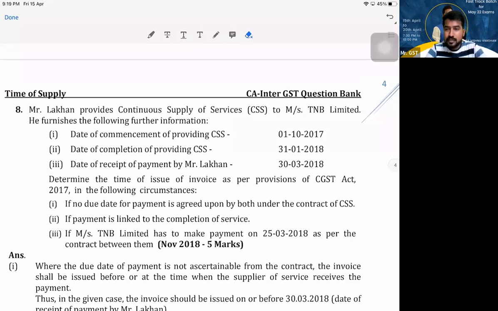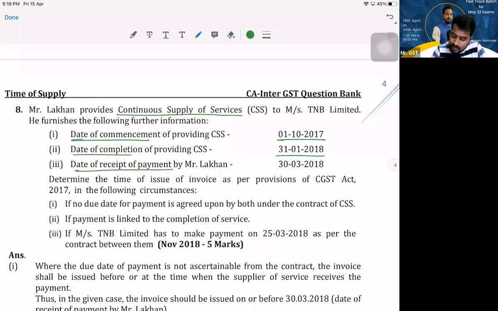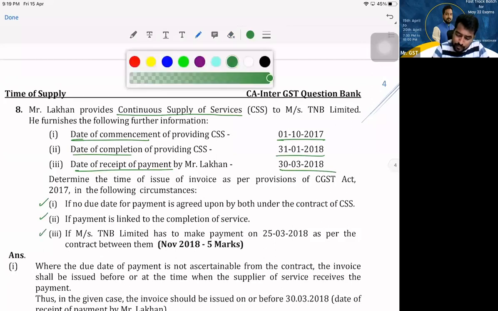So simple, here what happened? They said clearly it is a continuous supply of service. Correct. So here the date of commencement is 1st October, date of completion is 31st Jan, date of receipt of payment is 30th March. See, there are 3 questions here, 1, 2, and 3. They are asking you the first case.